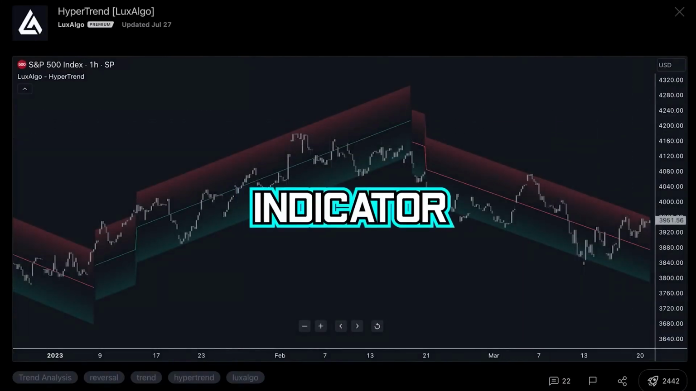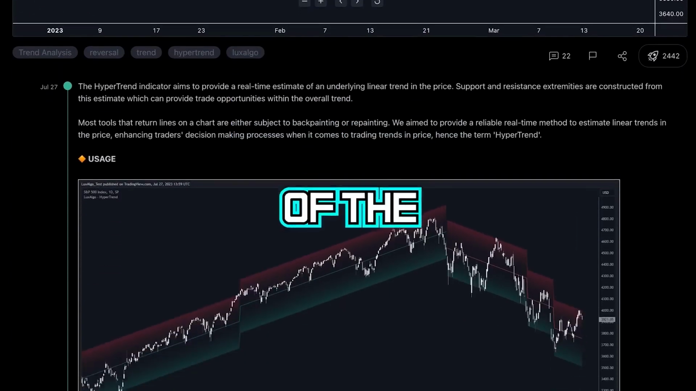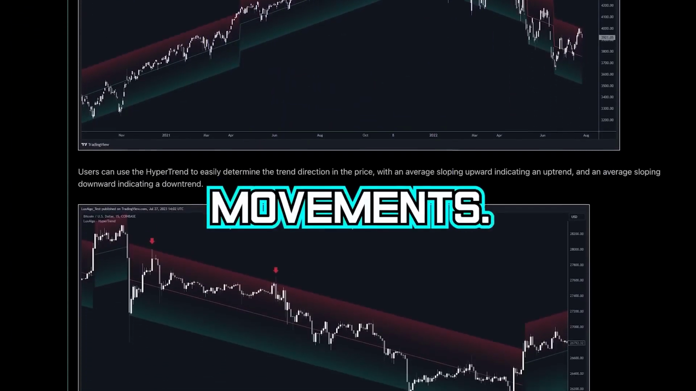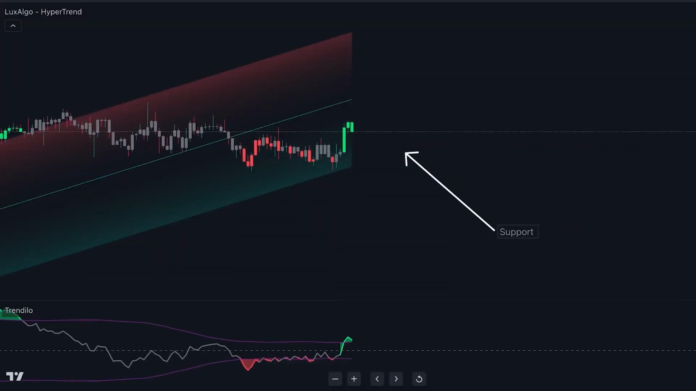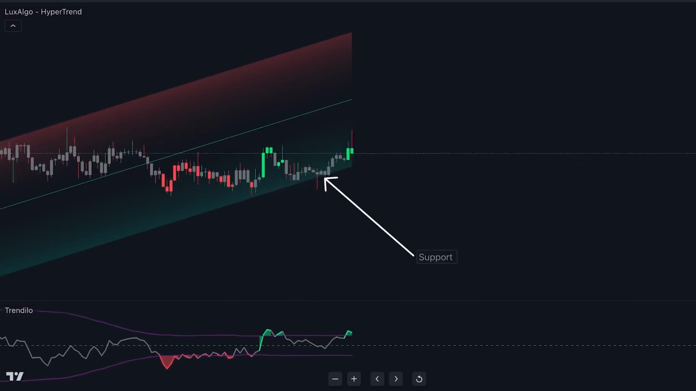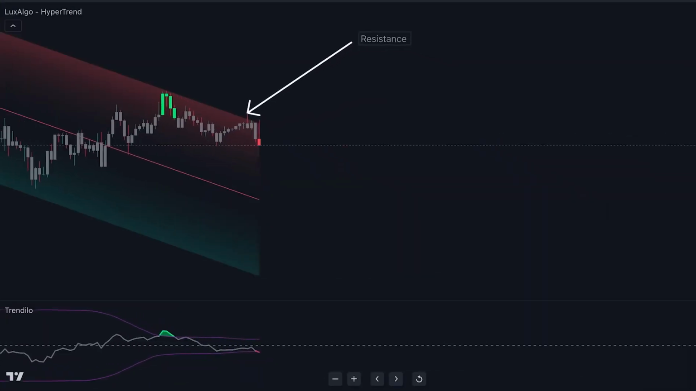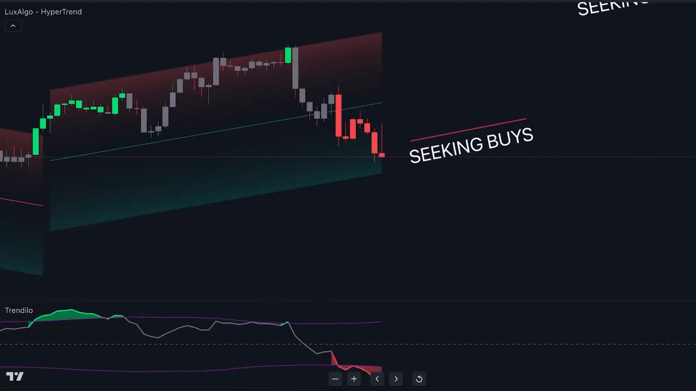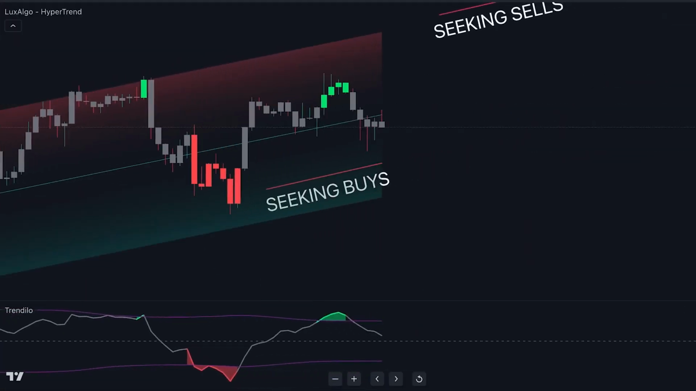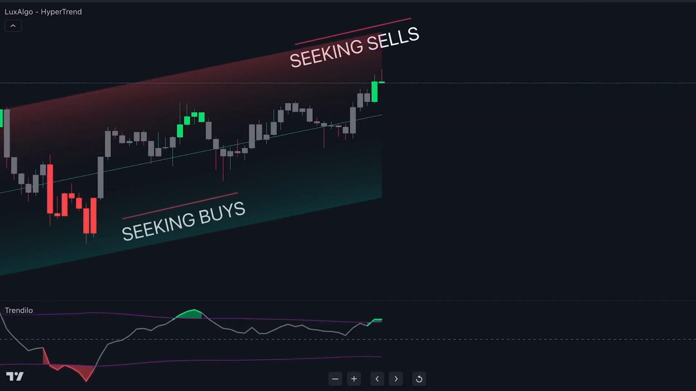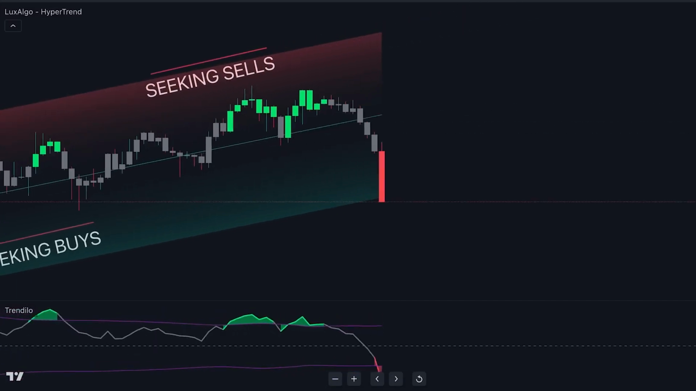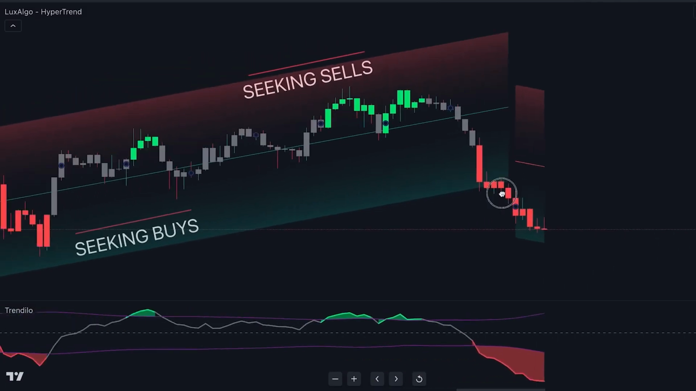The Hypertrend indicator offers a real-time estimation of the underlying linear trend within the price movements. Support and resistance levels are derived from this estimation, presenting potential trading opportunities within the overarching trend. The slope of the hypertrend can be utilized to discern the direction of the trend, with positions above and below the median line helping to determine whether we are considering buying or selling opportunities.